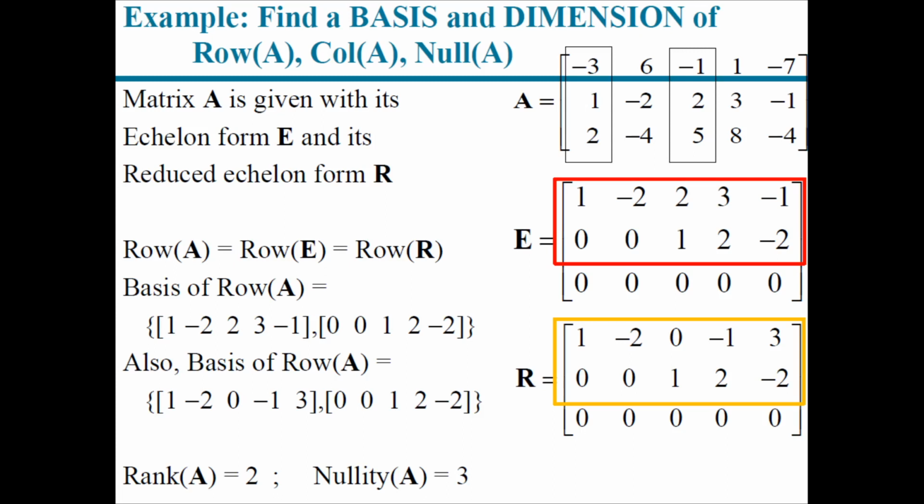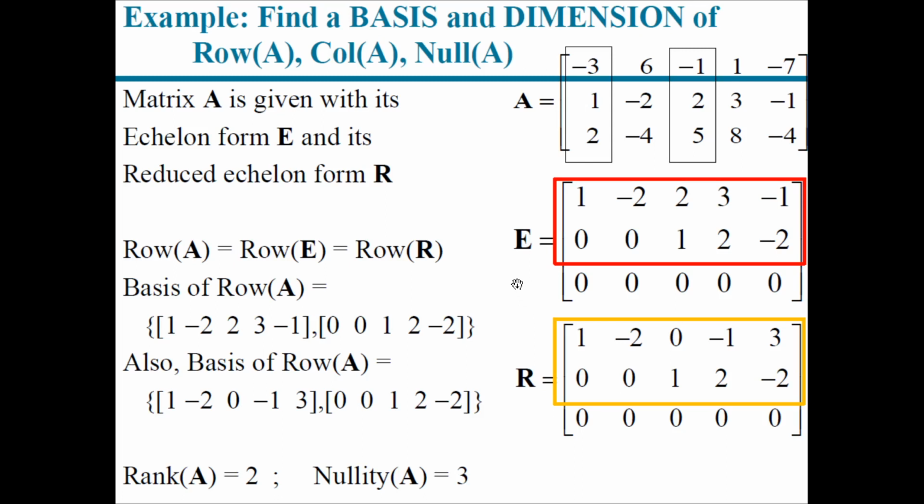Another example, again the same strategy. Here again I have a rectangular matrix, 3 by 5, and I need to find basis and dimension for the row space, column space, null space, and eventually linear combinations of the linearly dependent columns. So I have echelon form and reduced echelon form here. Somebody worked for that, obviously.